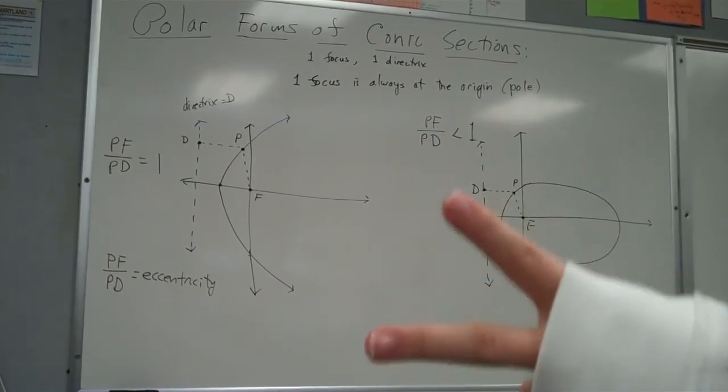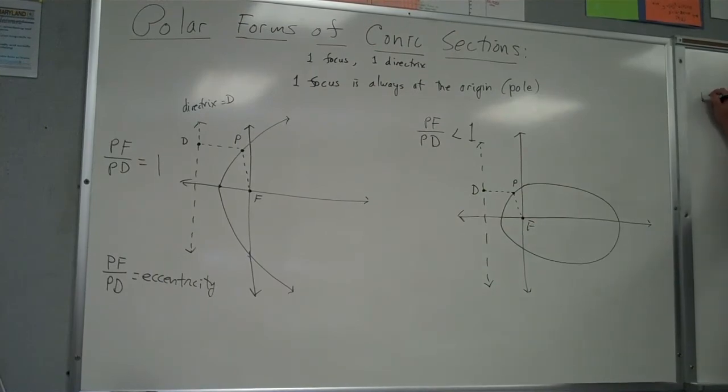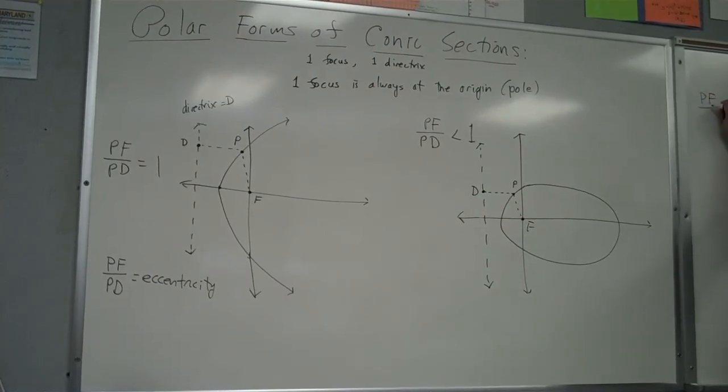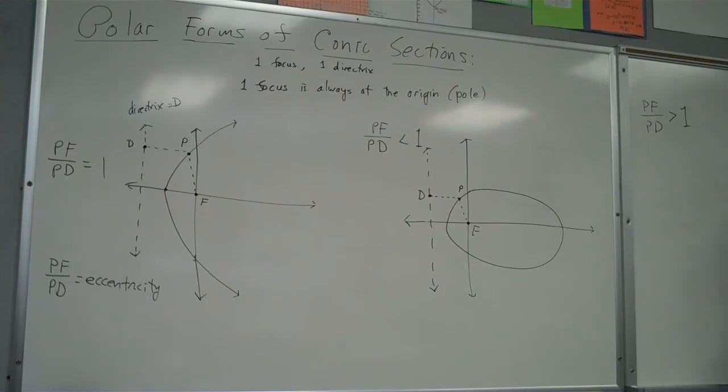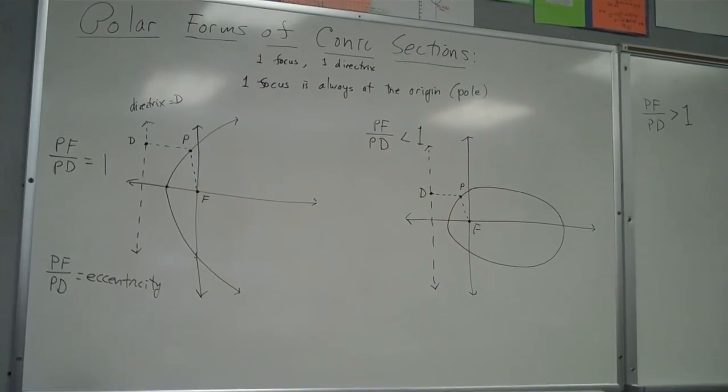Okay. Now, what do you think happens when the ratio of the distance from the point to the focus and the distance to the directrix is greater than 1? What's the one when the eccentricity is greater than 1? Yep, the only thing that's left.